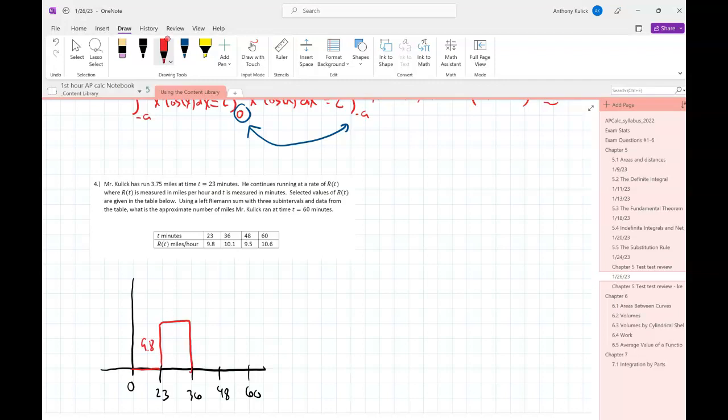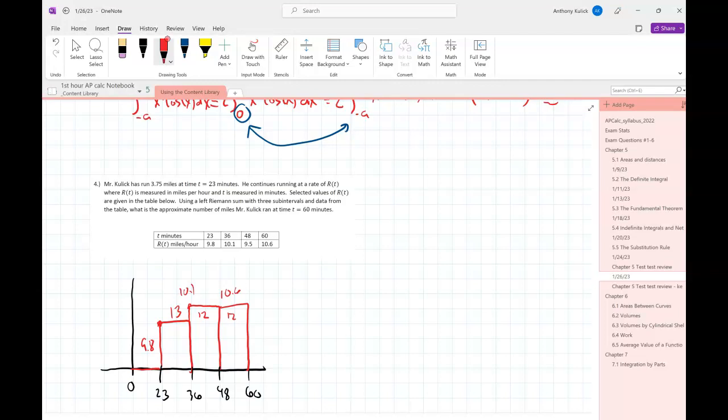And the width of that rectangle is, what, 13 or something? The next rectangle is from 36 to 48. The height there is, maybe, we'll put the point there, is 10.1, and the width is 12. And then the last one, the width is 12, and the height there is 10.6.